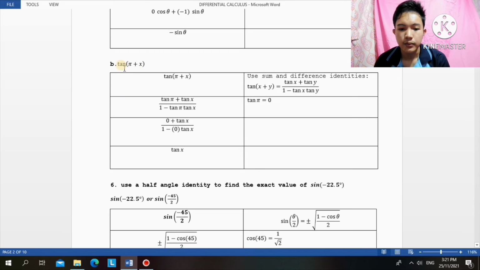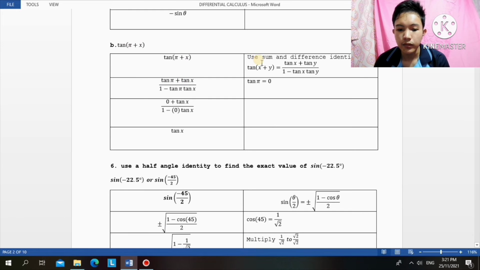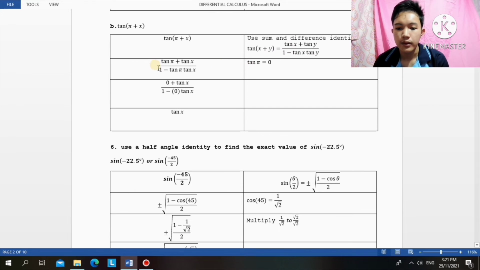So, problem number B. Tangent of pi plus x. To solve, use the sum identity, which is tangent of x plus y is equal to tangent of x plus tangent y over 1 minus tangent of x and tangent of y. So, let x be pi and y be our x. Substitute the value. Our equation will be tangent pi plus tangent x over 1 minus tangent pi tangent x.